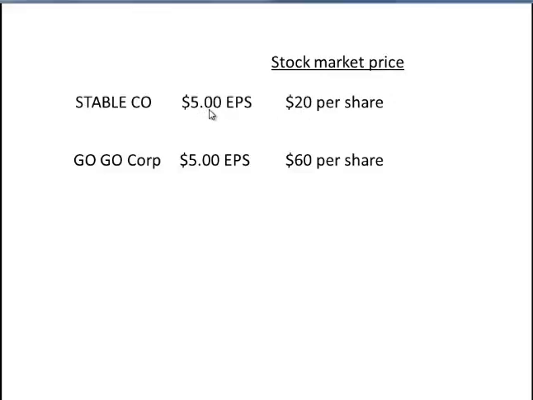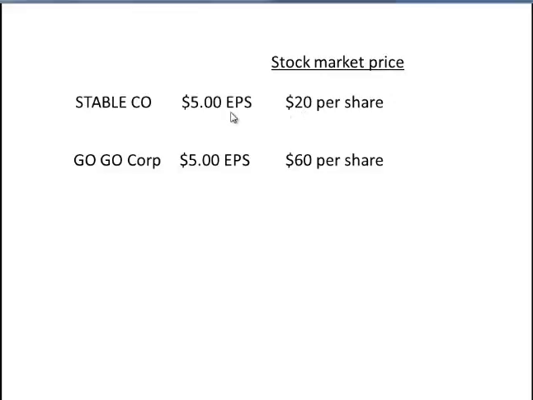And again, it's based upon the market's perception of the future of the stock. And for GoGo, the market is obviously perceiving that the EPS will probably grow. So there's a premium over Stable Company. Now we measure that through what we call the price to earnings ratio. And we take the price per share and we divide it by the earnings per share.